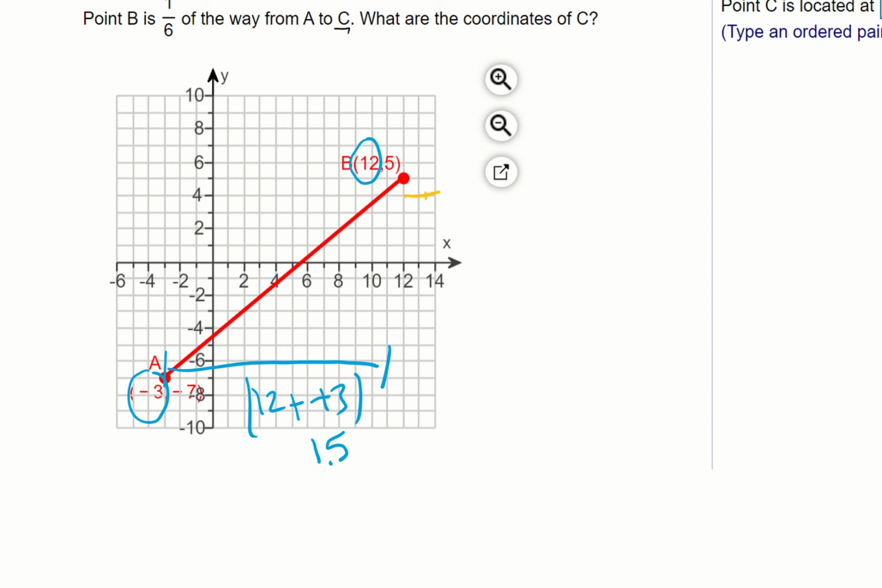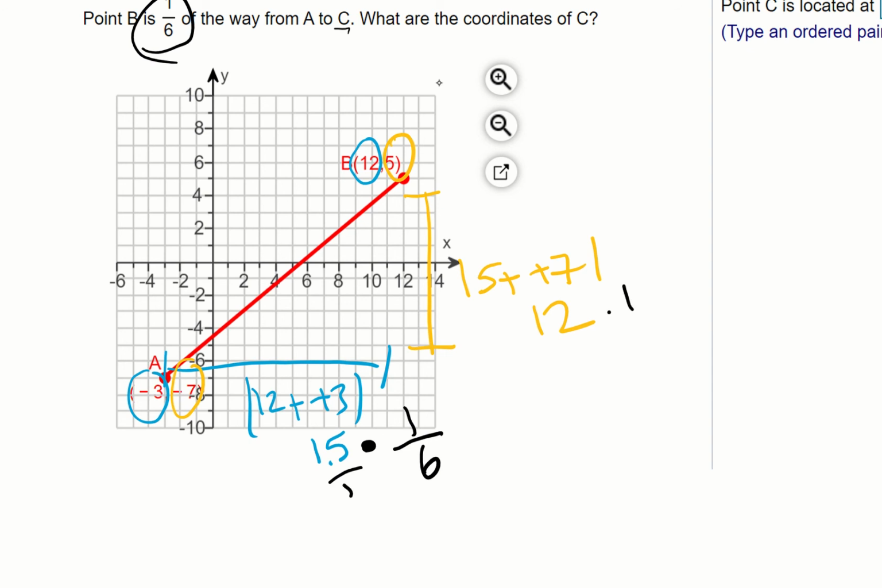Now let's do the vertical. Again, you subtract the y's. So we have the absolute value of 5 minus negative 7. Double negative is a positive. 5 plus 7 is 12. Then we multiply those, and I'm just going to do that right here. Let's multiply those by the fraction that they gave us, 1/6. Put this over 1. Let's do that here as well.